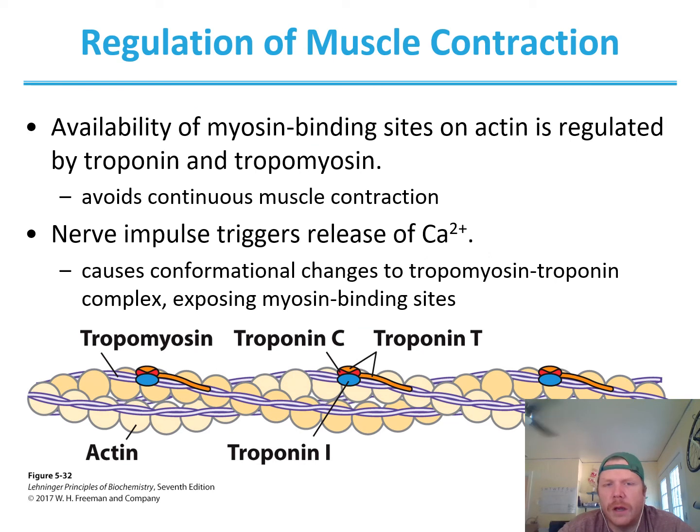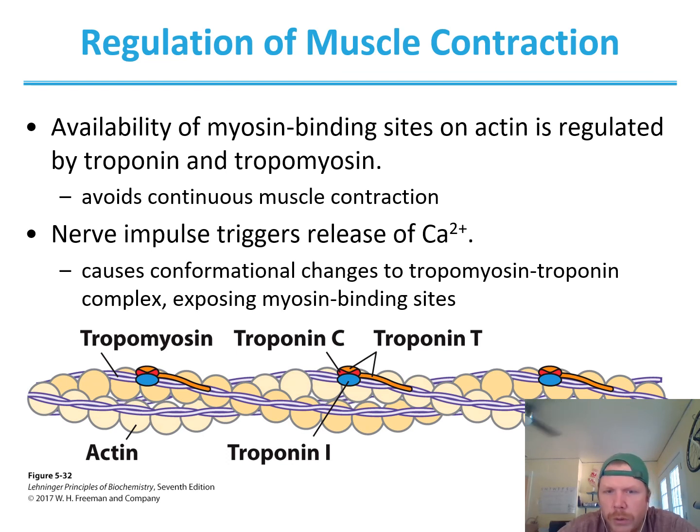The availability of myosin binding sites on actin is regulated by a couple of different proteins. Troponin and tropomyosin avoid continuous muscle contraction, and a nerve impulse triggers the release of calcium ions. This release of calcium ions causes conformational changes to the tropomyosin-troponin complex, exposing myosin binding sites. Whenever that release takes place, those myosin binding sites are revealed, and myosin can subsequently bind onto them.